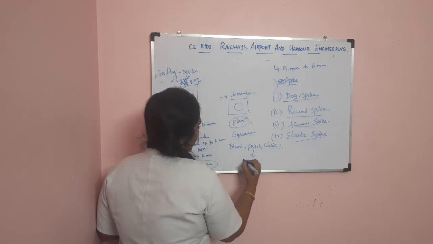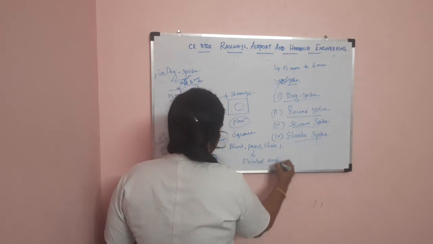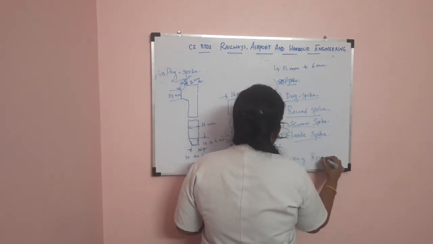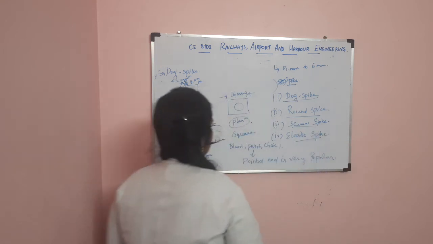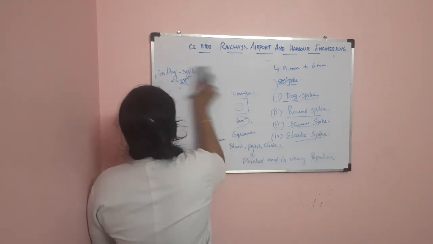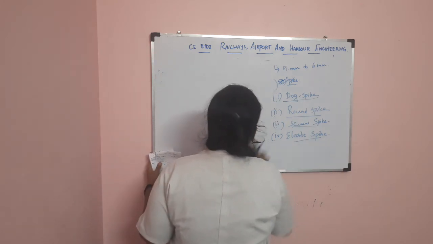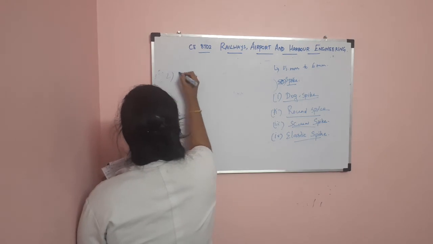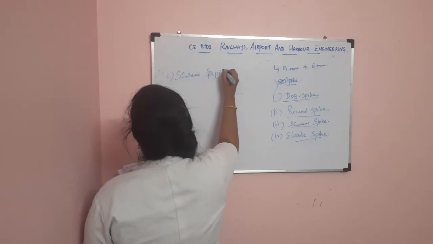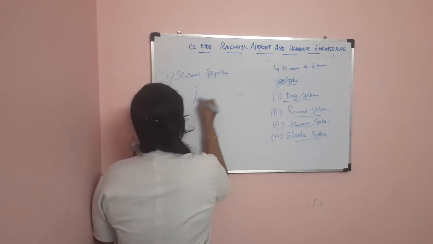This pointed end is very popular nowadays. So next type is round spike, or next type is screw spike. Screw spike.